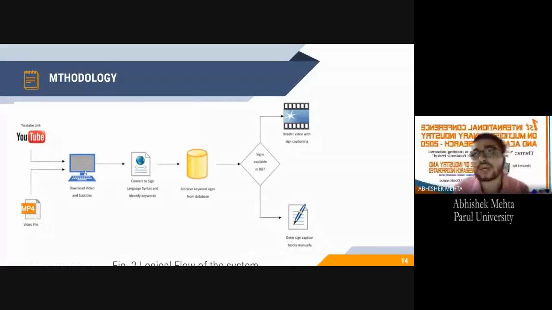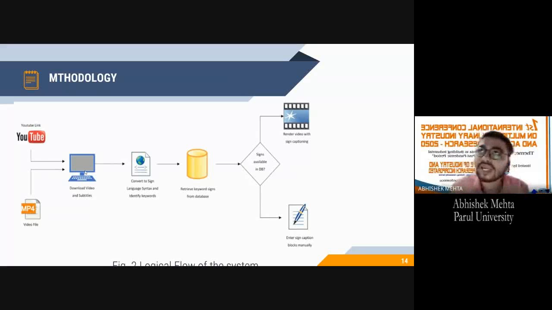Suppose, for example, in the presentation, here I'm presenting the video. Normal people can hear that video and understand what the speech is all about. But if the people are deaf and dumb, what about those students? At the same time, when I'm uploading that video into the system, it is converted into sign language.